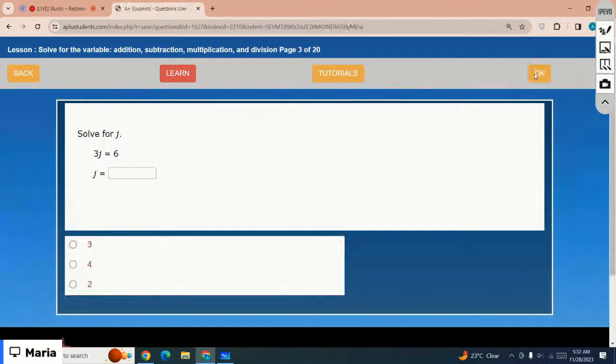Okay, 3j equals 6, which is the correct option. You need to divide both sides by 3, because opposite to multiplication is division. So which is the correct option? Yes, the correct option is 2. You need to divide both sides by 3, right? Because opposite to multiplication is division. So 3 times 2 is 6. The correct option is 2.